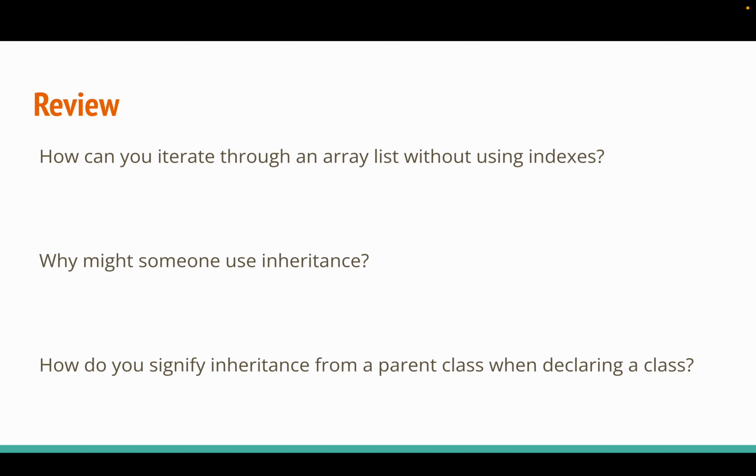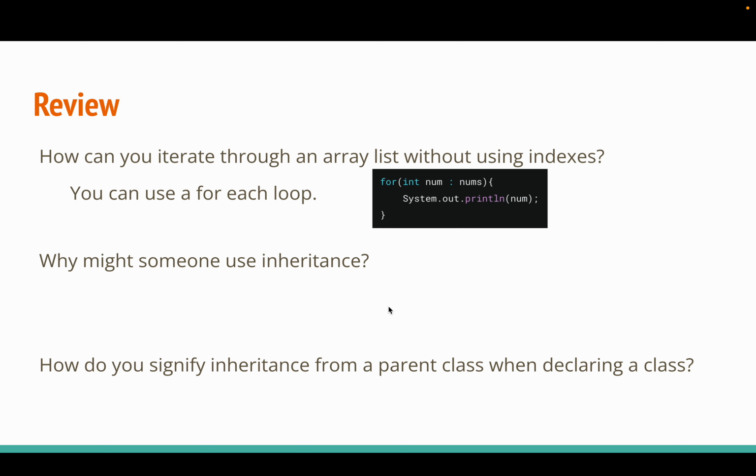So let's go on to some review from last lesson. How can you iterate through an array list without using indexes? You can pause and try to think of it on your own. The answer is you can use a for each loop. So for int num in nums, system.out.println num. That is an example in which you just go through every single item in an array list and print out the number inside.